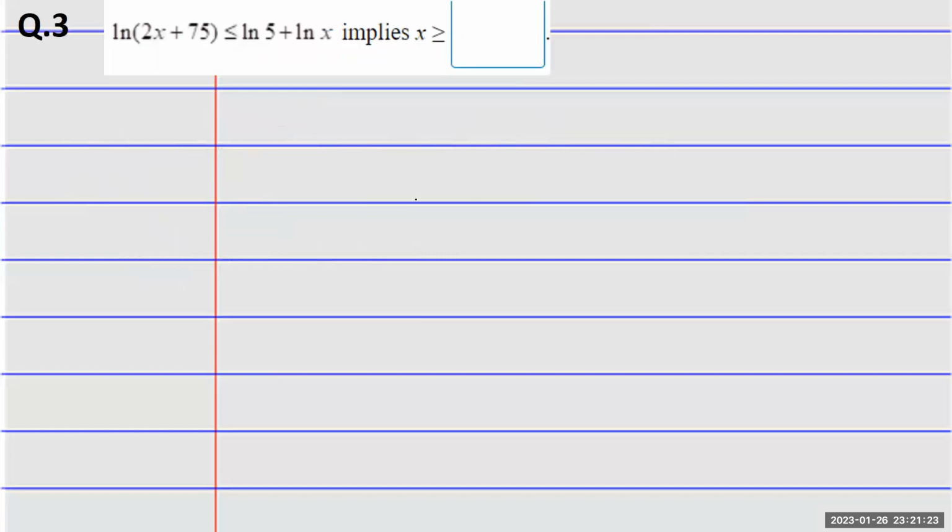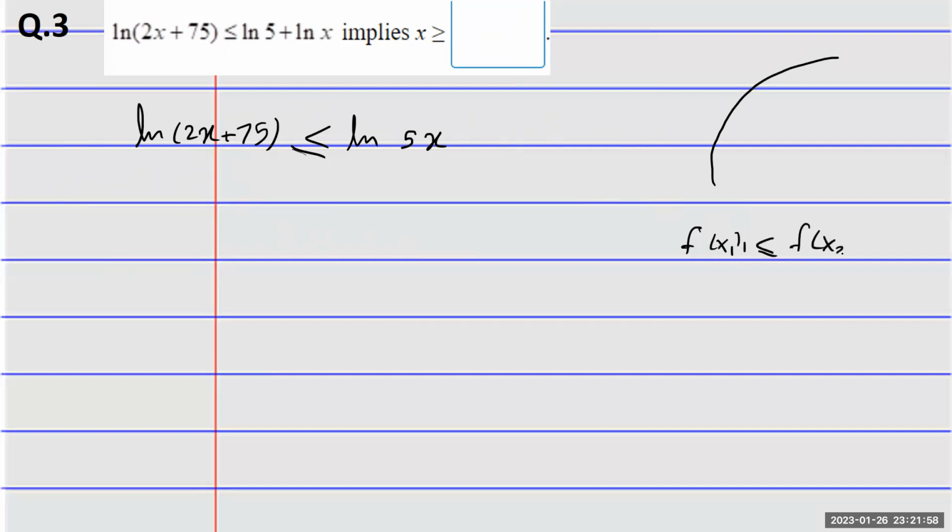Next question, number 3. Ln of 2x plus 75 less than or equal to ln 5 plus ln x. I can write now ln 2x plus 75 less than or equal to ln 5 plus ln x, which is ln of the product, ln 5x. And here for the increase, both are increasing functions, the ln looks like this when you graph it. And for an increasing function, f of x1 less than or equal to f of x2 means x1 less than or equal to x2.